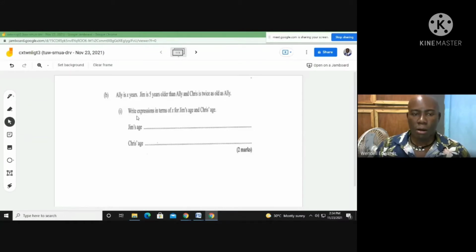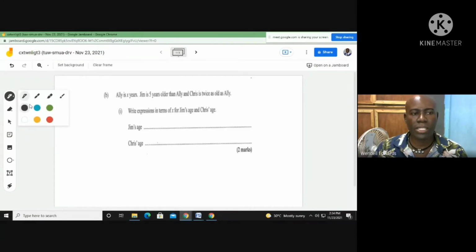It says, write expressions in terms of x for Jim's age and Chris' age. Well, Jim is simply 5 years older than Ali, and Ali is x. So we're looking at x plus 5. So that's Jim's age, x plus 5.